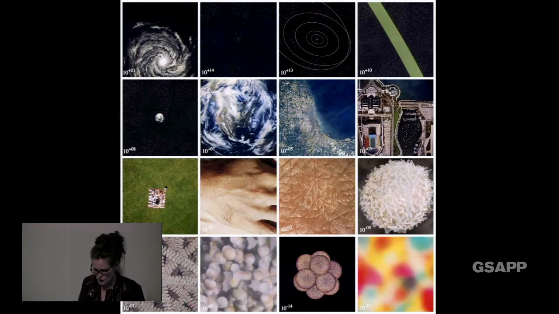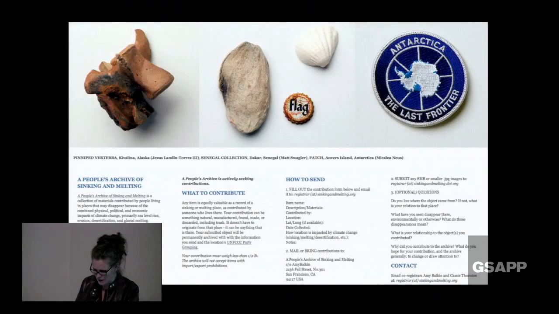In the remaining minutes, I want to introduce an ongoing project called A People's Archive of Sinking and Melting, initiated in 2011 by the California-based artist Amy Balkin. And to be clear, it is the same Amy Balkin that Heather Davis just spoke about. She spoke about a different project, Public Smog. So I want to offer this up as a kind of example of what I think is a super compelling model of what I was just referring to.